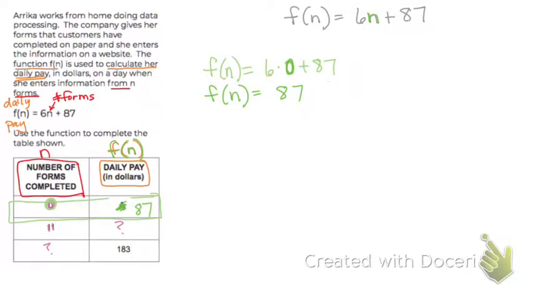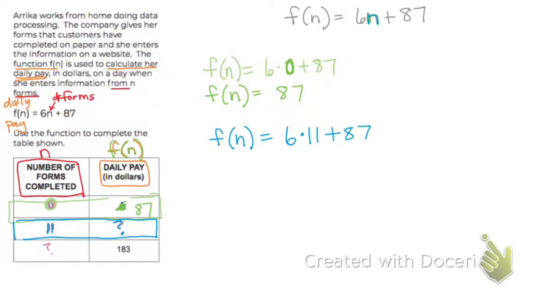Now let's move on to the next row. This one is saying, what is f of n when n equals 11? So again, we're just going to go back to our function. We want to know what f of n is when, instead of n, we're multiplying by 11. So we need to put this in our calculator. What is 6 times 11? 66. And what is 66 plus 87? That's 153.